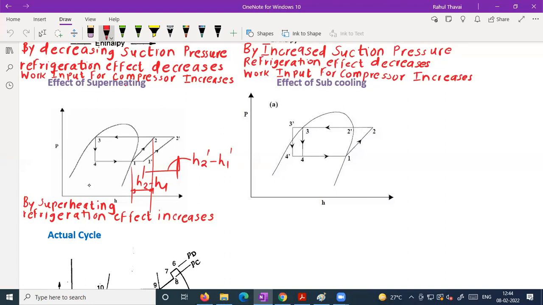So the refrigeration effect is increased, and the work input for the compressor is also increased. Is that okay? Let me know that. Is that okay with this one or not? Yes, sir.